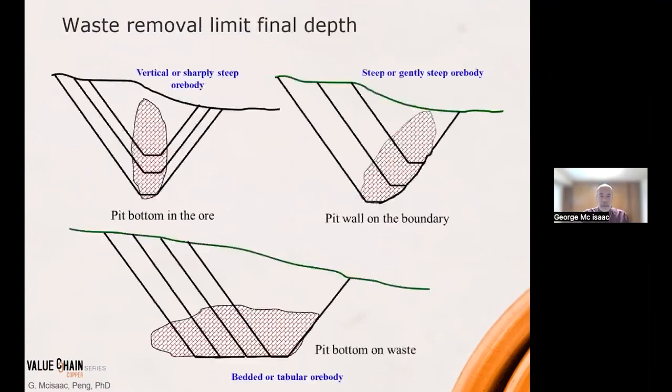And one thing that is important, again referring to waste: as we are going deeper, the amount of waste we must remove increases. And there comes a point in the life of any deposit where the cost of removing that waste becomes prohibitive. And therefore, we have to limit the depth of the ore body.